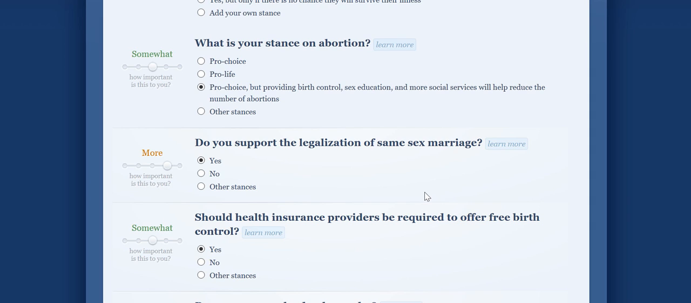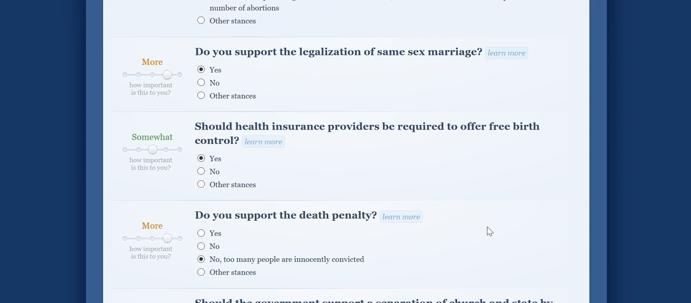Do you support legalization of same-sex marriage? Yes, absolutely. Next question. Simple enough. Yeah, it's a no-brainer. Come on. Should health insurance providers be required to offer free birth control?